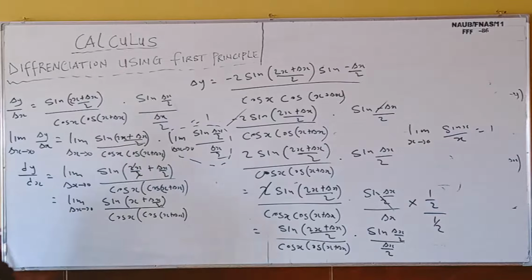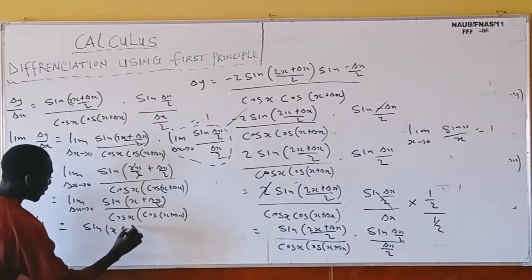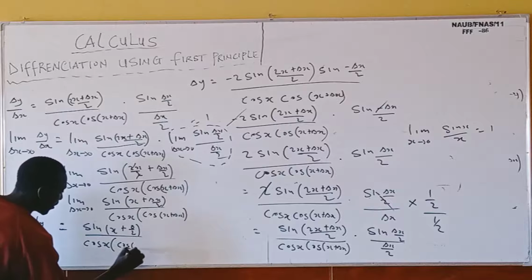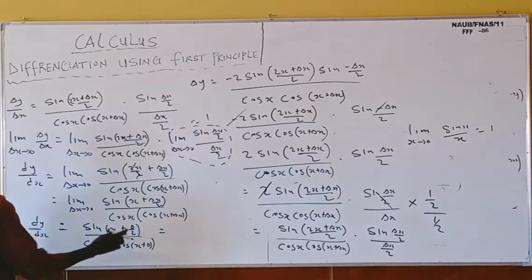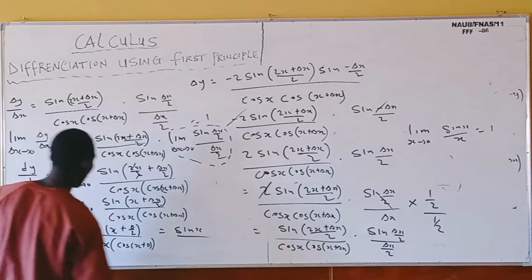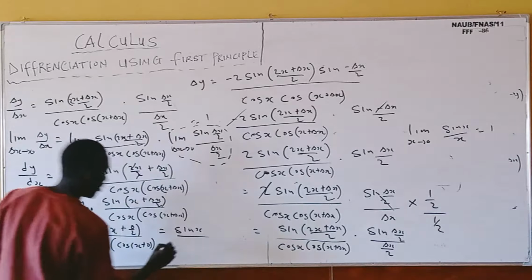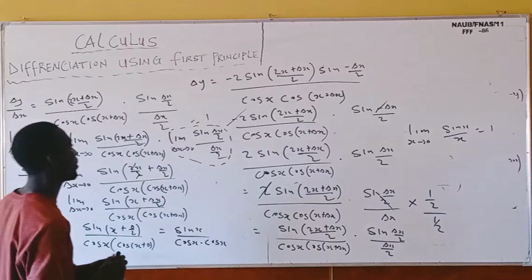So now, anywhere I see change in s, I'm going to replace it with 0. So it means dy over ds will be equal to, if I put 0 here, sine of (s plus 0 over 2) all over cos s into cos s plus 0. So now 0 over 2 is still 0, and s plus 0 is still s. So it will give me sine s all over cos s cos s. So I'm going to have cos s multiplied by cos s.